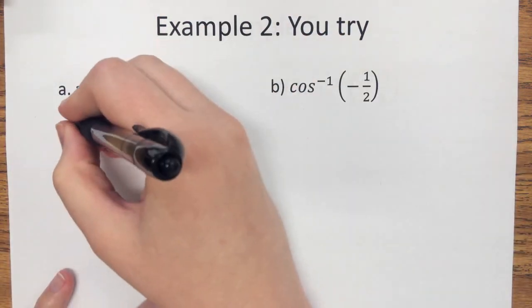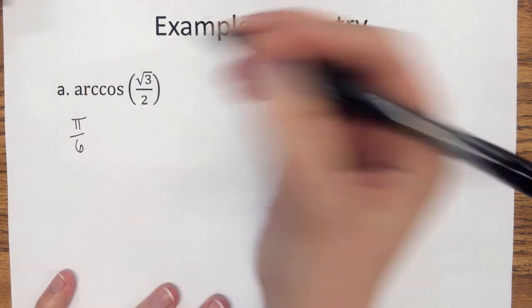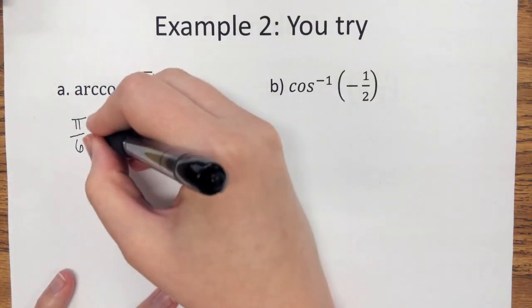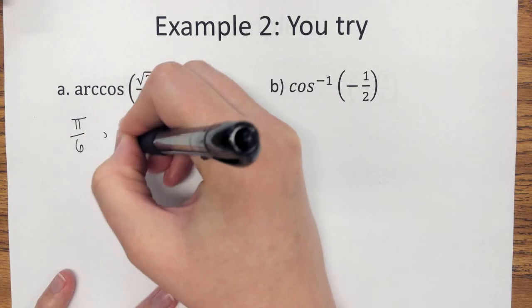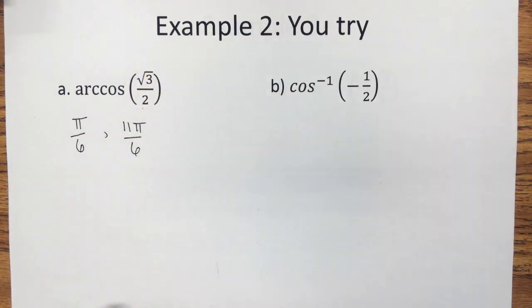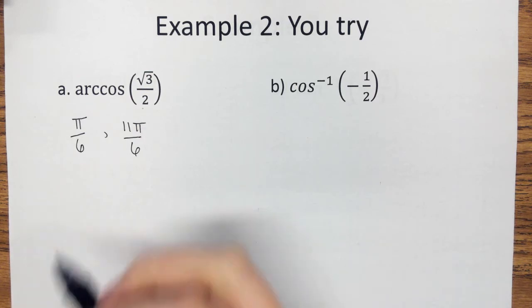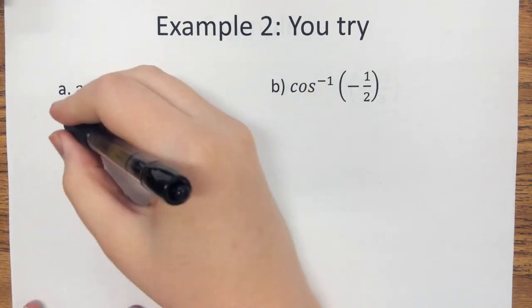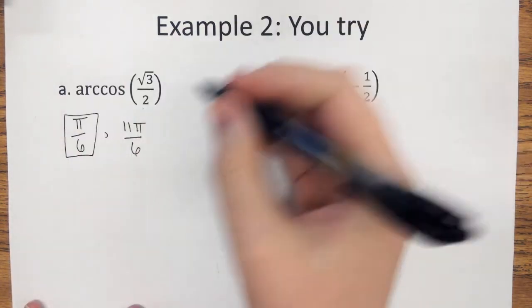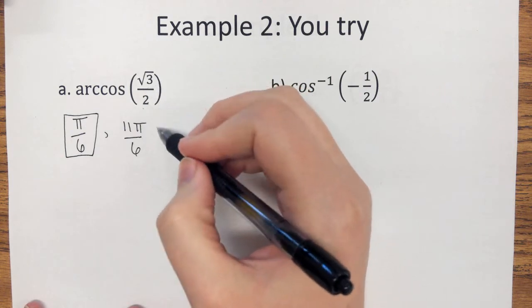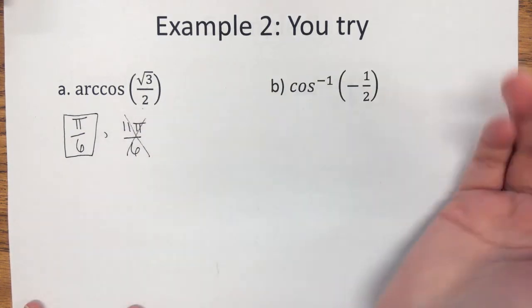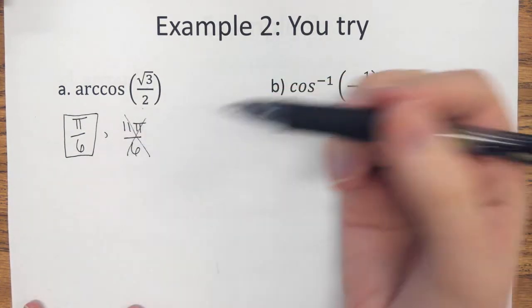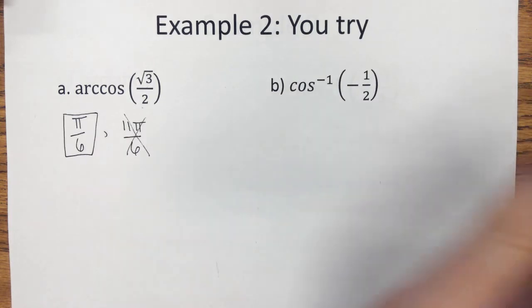Cosine is positive in quadrant 1, which would be 1 pi over 6, and in quadrant 4, which would be 11 pi over 6. Now remember that the restricted domain for cosine is from 0 to pi. The only one of these that's between 0 and pi is pi over 6. So even though cosine is square root of 3 over 2 at 11 pi over 6, it's not within my domain. I have only one answer to all of these problems.